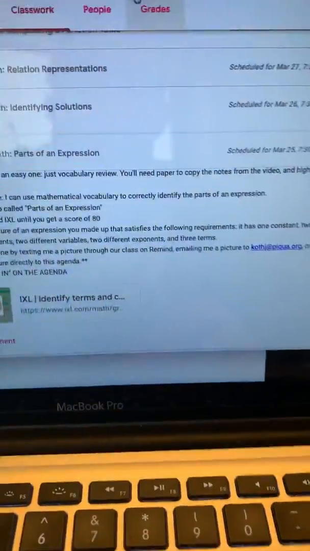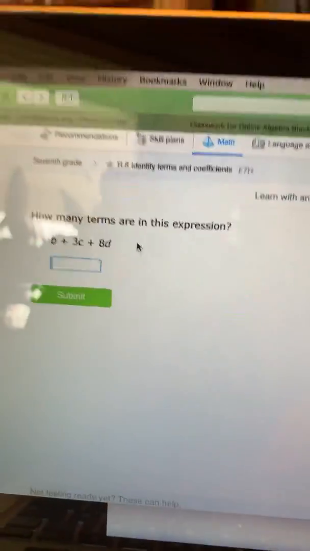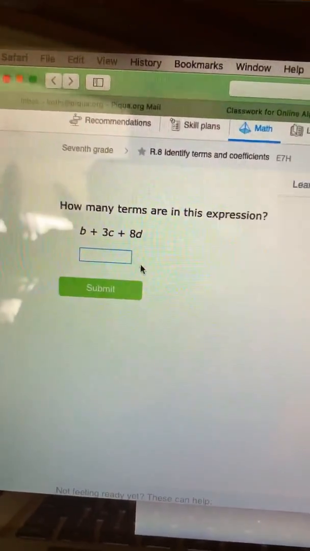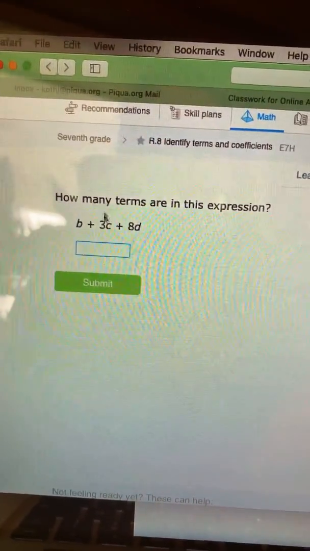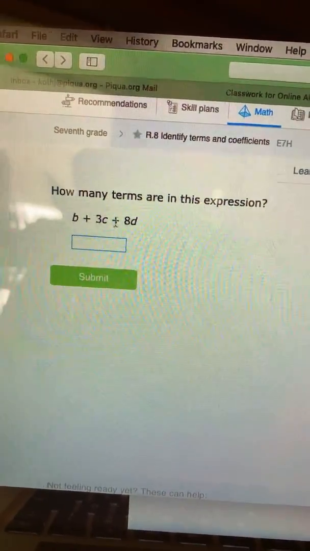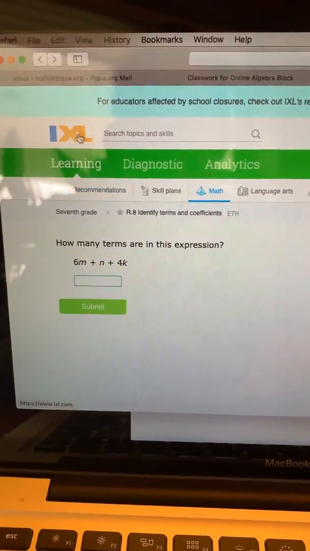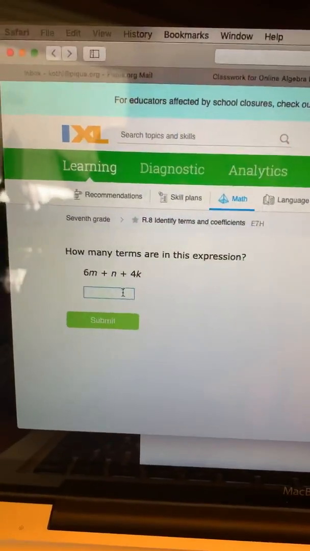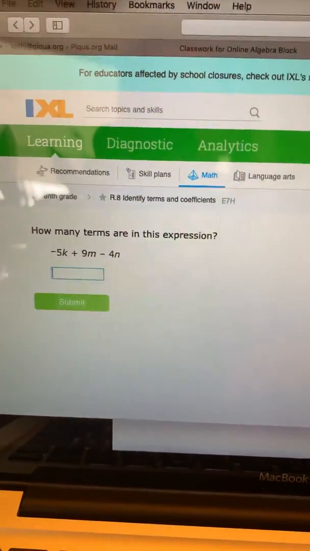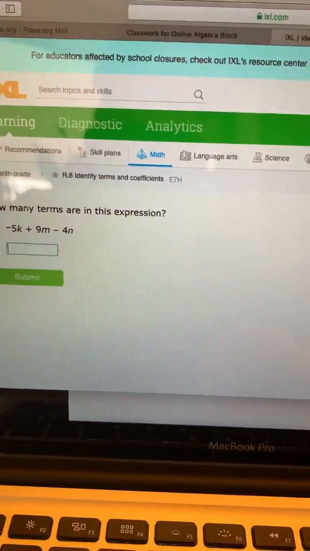When you do the IXL in this lesson, you need to pay attention to what the questions say because they're not always going to say the same thing. How many terms are in this expression? Well, there's 1, 2, 3 terms. Super, Mrs. Koth. How many terms are in this expression? There are 3. And so on and so forth.